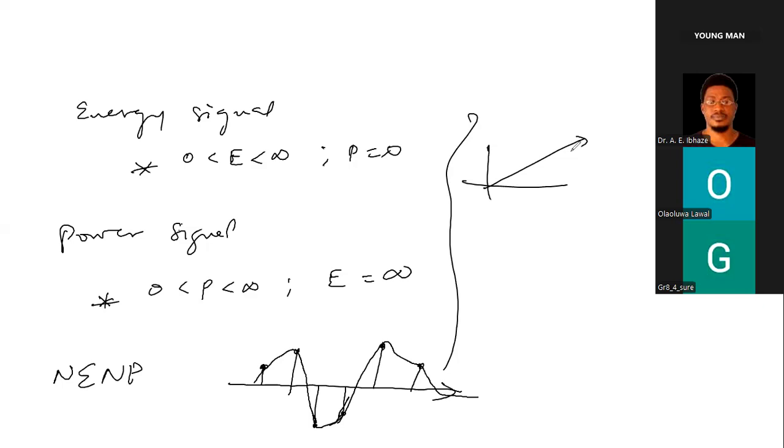That just spikes off, okay? Such that it has infinite energy, infinite power, okay? So you can use them in system response analysis, control systems, okay? Now, another example of neither energy nor power signal, I just mentioned ramp, okay?